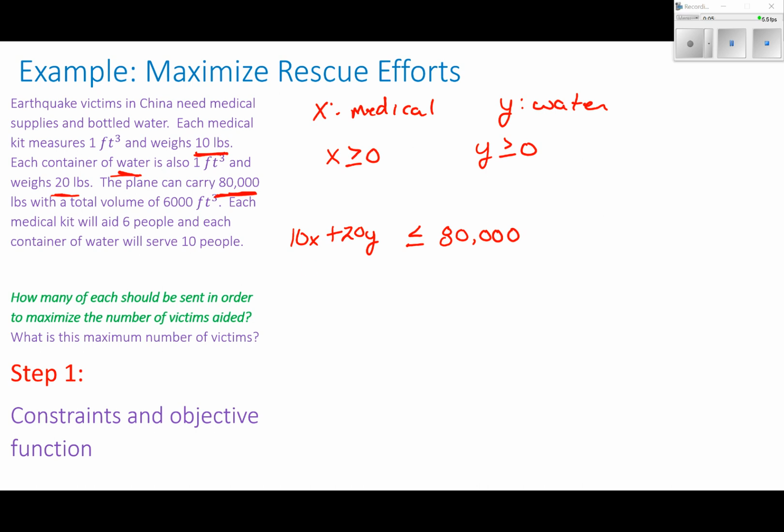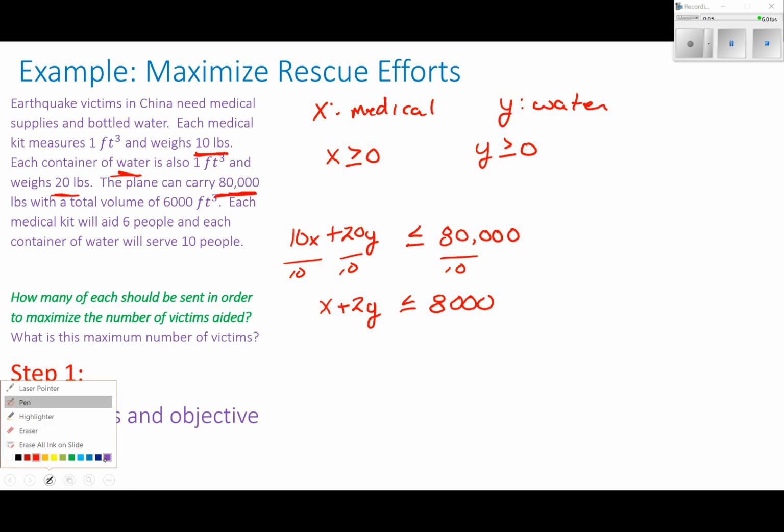We can simplify this a little bit. If we divide everything by 10, we could say, well, this is really x plus 2y is less than or equal to 8,000, just to make it a little bit simpler. All right, next thing we want to look at is, well, how much space is this taking up? So a total volume of 6,000 cubic feet. And again, that is the max.